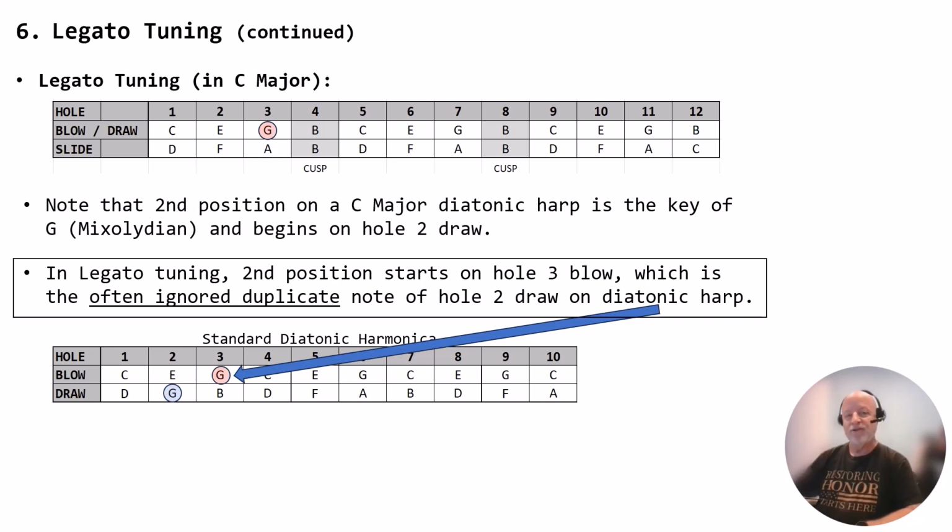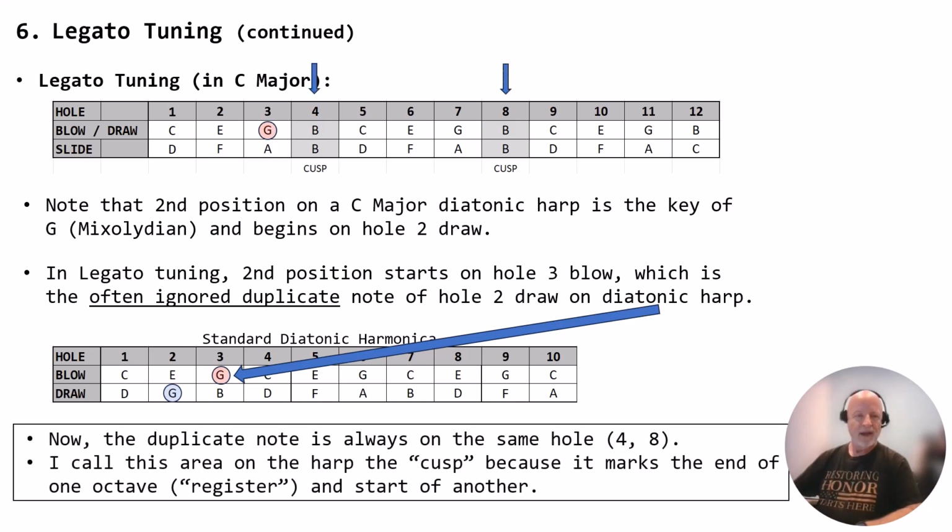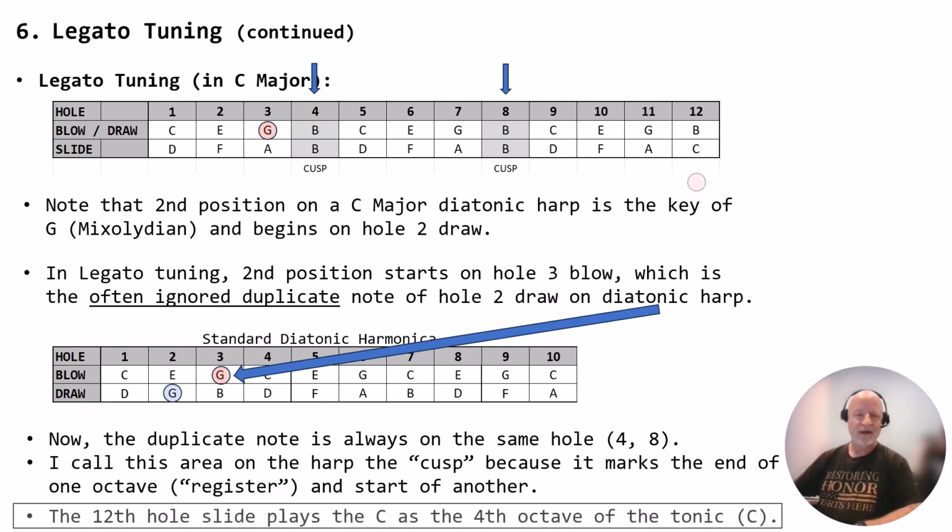So in legato tuning, second position starts on hole 3 blow, which is the often ignored duplicate note of the hole 2 draw on a diatonic harp, as you can see in the arrow there. So second position is just 3-hole blow on the legato tuning. And as I was alluding to earlier, now the duplicate note is always in the same holes, 4 and 8. I call this area the cusp because it marks the end of one octave or register and the start of another. So you'll see me use that term.